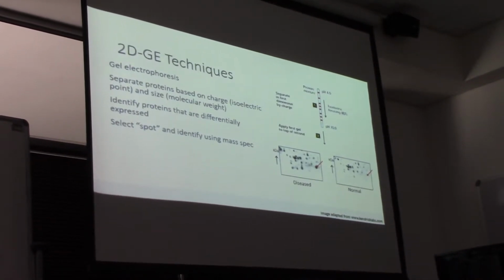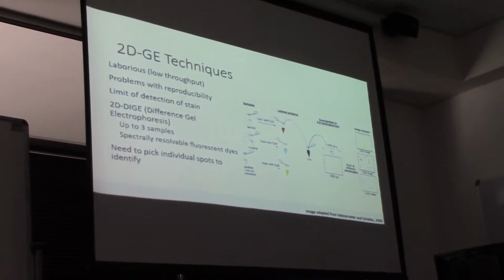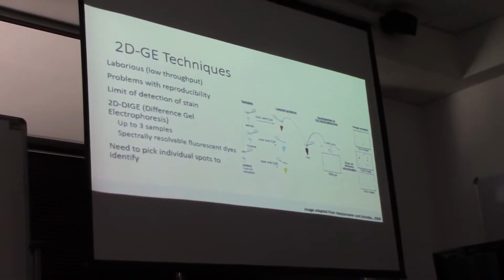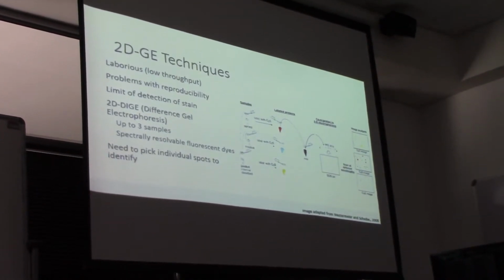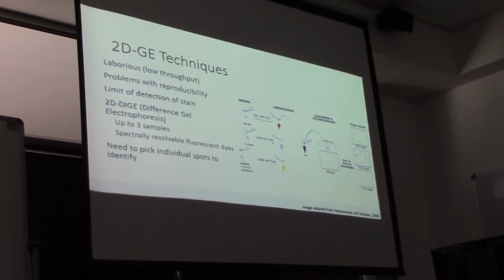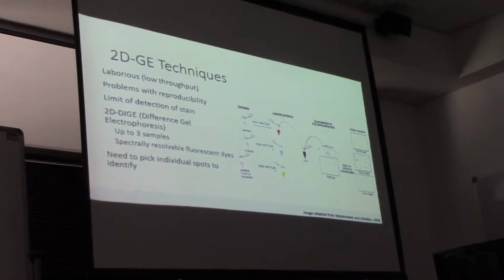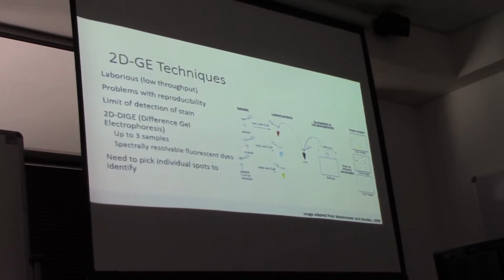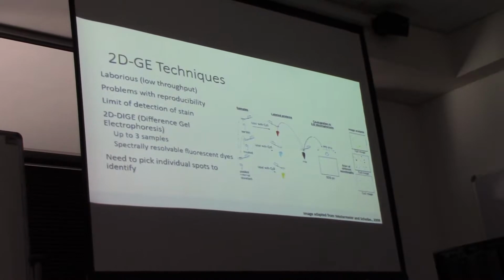The problem with 2Ds, and if anyone has done a 2D, I did it for my master's and I made 106 gels. Because you need so many replicates to make sure what you're seeing is true, there's so much variability in a protein gel. It's very, very laborious. And then you have to individually pick spots, digest them, and run them on the MS. You could probably do a lot of protein spots if you were really dedicated, but there are problems with reproducibility with traditional 2D PAGE.